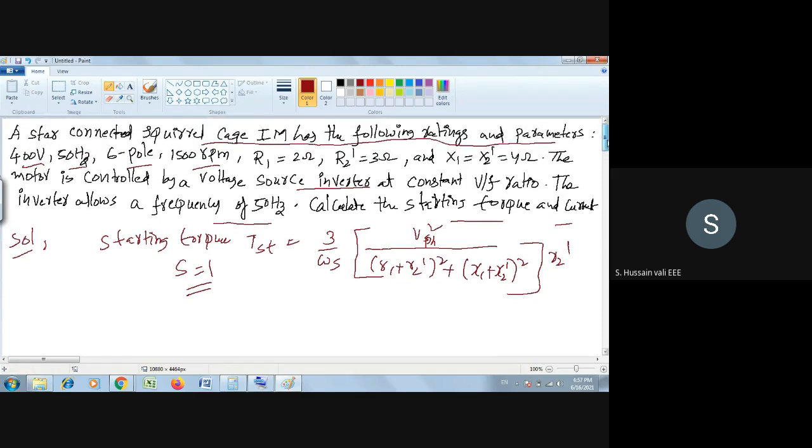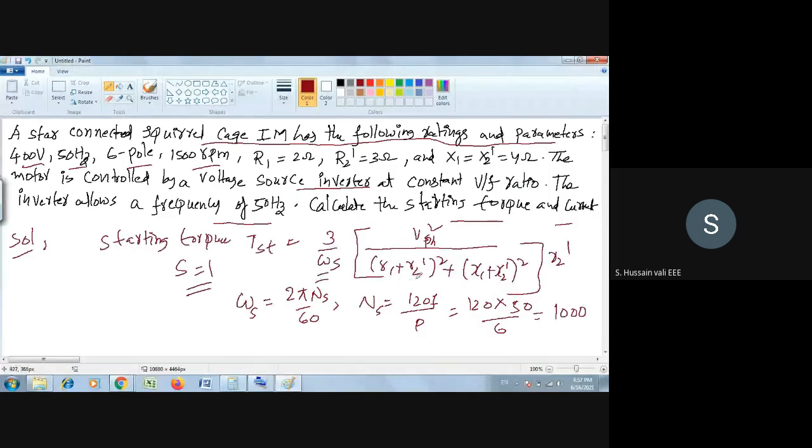First of all, omega s. How do you find omega s? The angular frequency is 2 pi N by 60. Then how do you find N? N can be given as 120 f by p, because omega s is the synchronous speed. It's very important. So 120 into 50, with 6 poles, becomes 1000 RPM. Check yourself, it is 1000 RPM. So we got the omega s value.